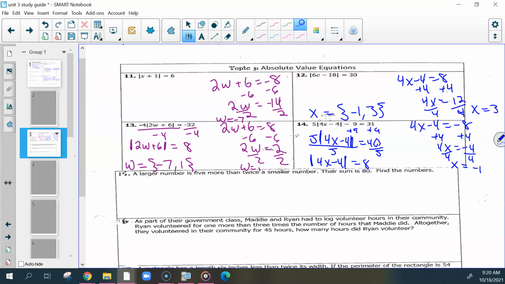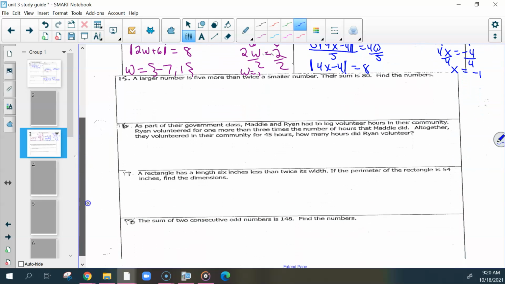Remember that if you have a negative number out here and once you isolate the absolute value expression, if this number is still negative on the outside, or when it equals, that would be a no solution. You cannot solve that one. We're going to do 16 and 17.